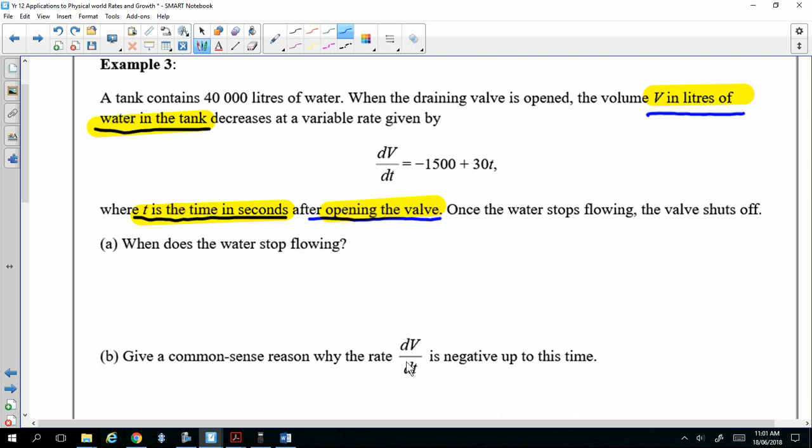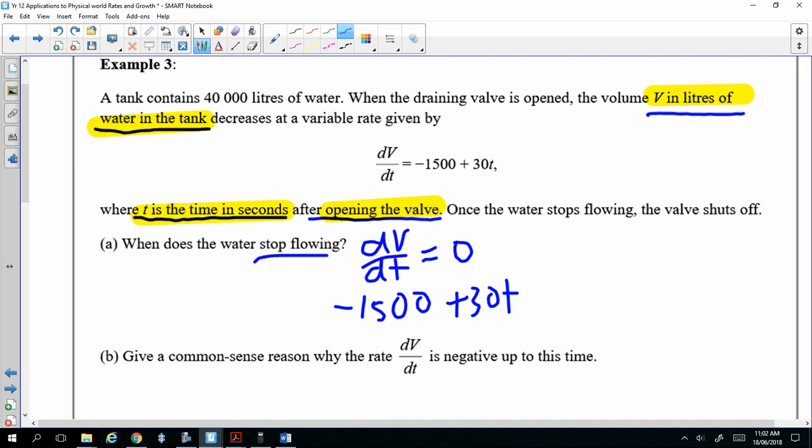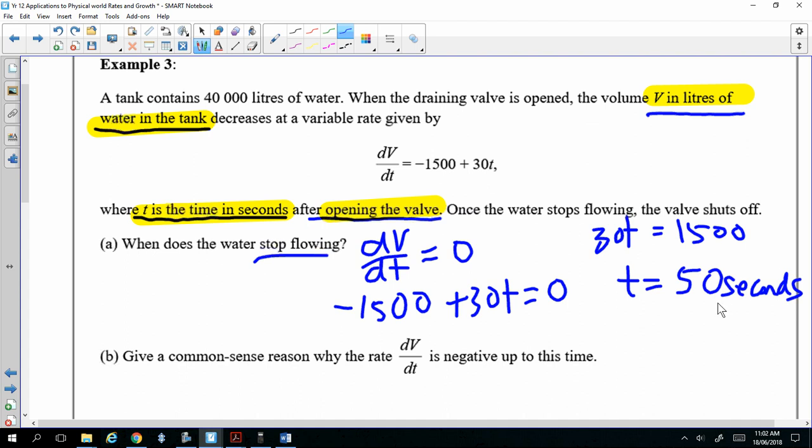That's when dV/dt is 0. Stop flowing, it's a rate. It means that the volume stops changing. That's when the derivative is 0. So you make that 0, so you get negative 1,500 plus 30t equal to 0. We'll now have to solve for t. So 30t equal to 1,500, t equal to 50, isn't it? So after 50, now what's the unit, hours, months? It's in seconds. So after 50 seconds, it stops flowing and the valve shuts off. Okay, good. So we got this answered.